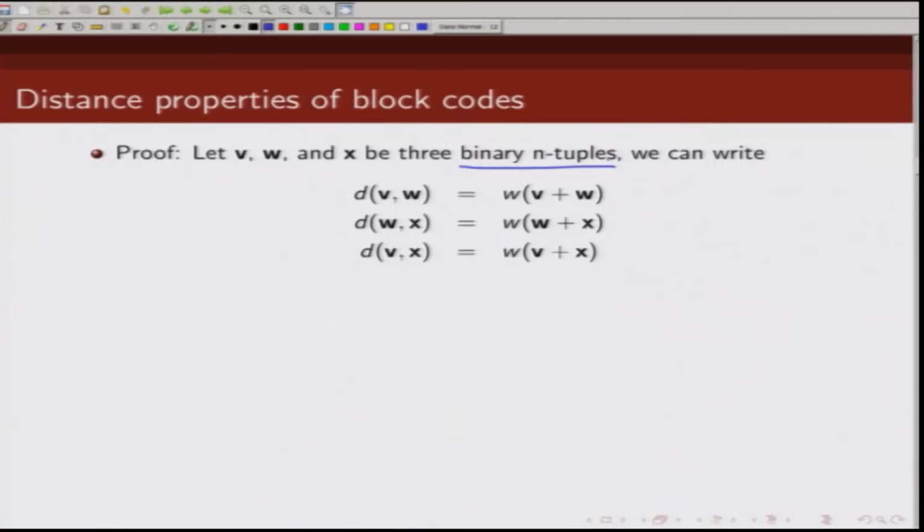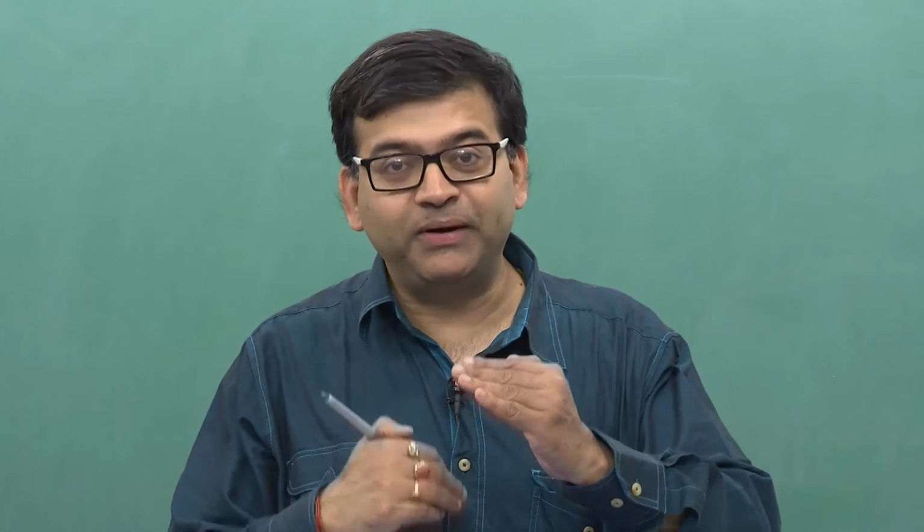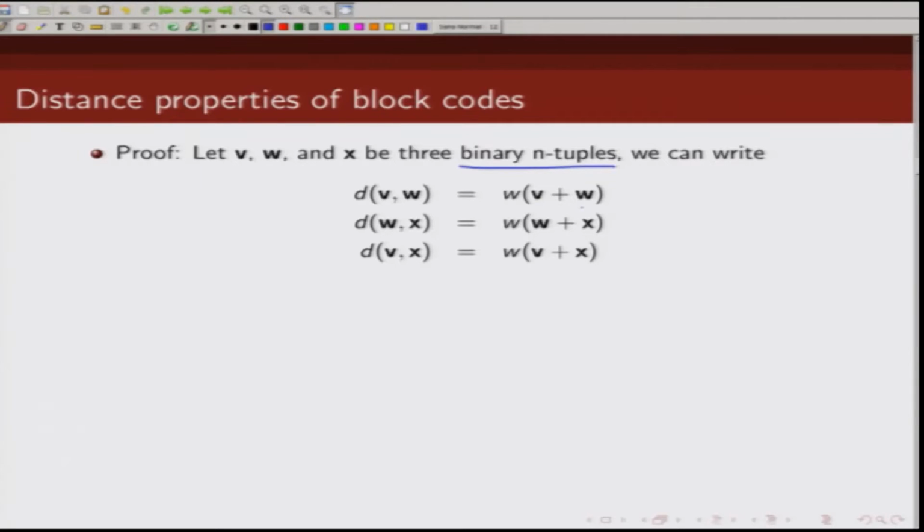n tuples, the number of places where V and W are differing can be found if we add V and W, this modulo 2 addition of V and W, and we find out the positions where the sum is 1, because only in those locations where these bits are differing, V plus W will be 1, otherwise it will be 0, because we know for binary modulo 2 addition 0 plus 0 is going to be 0, 1 plus 1 is going to be 0, only when they are differing, 0 plus 1, in this case it is going to be 1, and if this is 1 and this is 0, in this case also it is going to be 1.